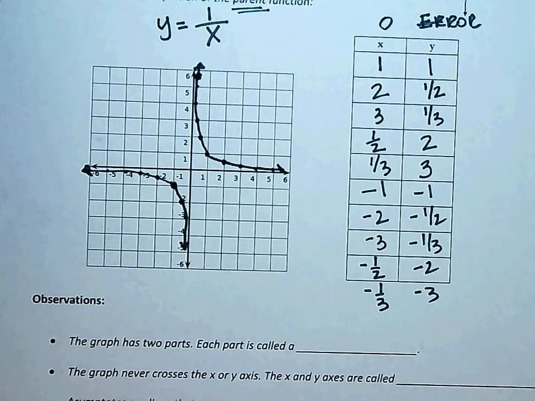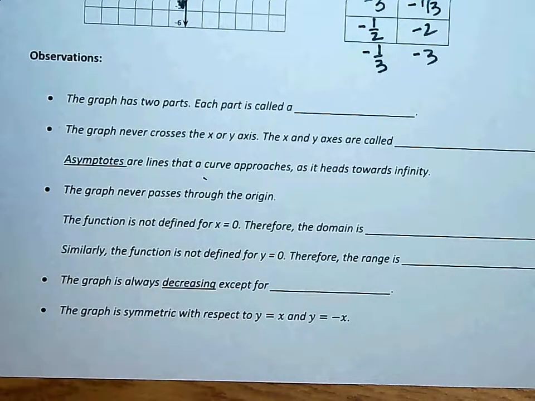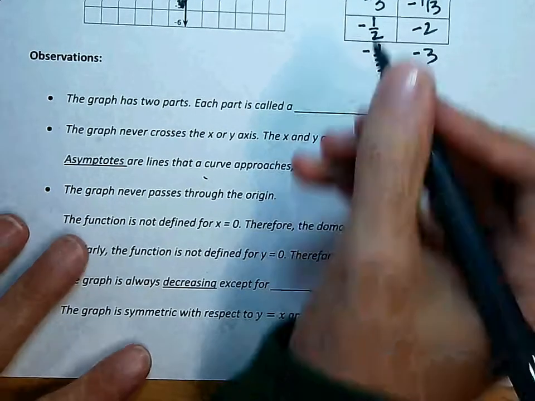So now, let's look at these parts. Okay, so it says the graph has 2 parts. Each part we call a branch.